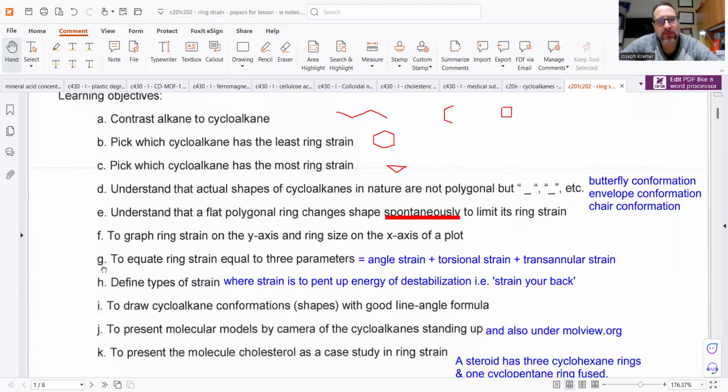Strain, as I said, is this pent up energy, this unexpected, I repeat that, unexpected pent up energy. For instance, when you strain your back, that's not a good thing, is it? So strain is pent up energy, energy of uncomfortableness, too much extra pent up energy. Is it good for a molecule to have strain? Is it good for you to strain your back? No, and no.